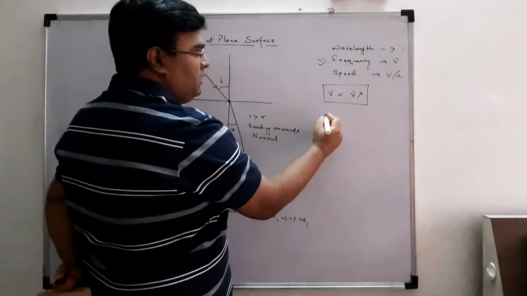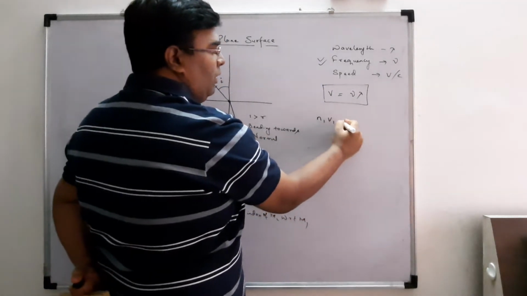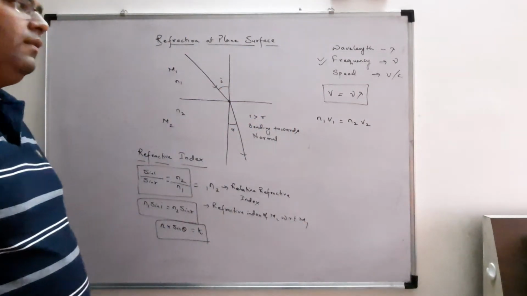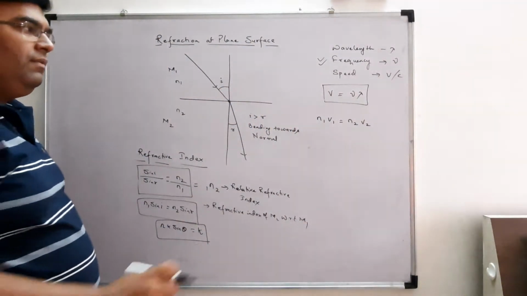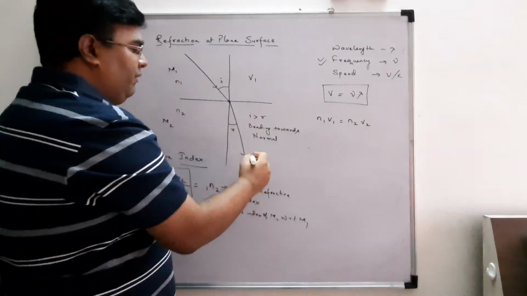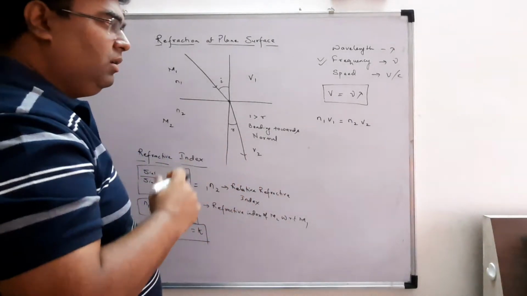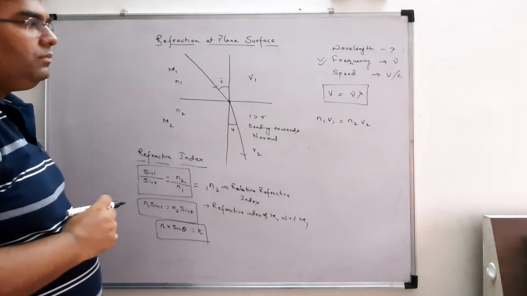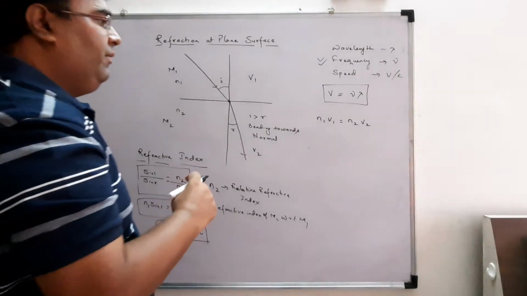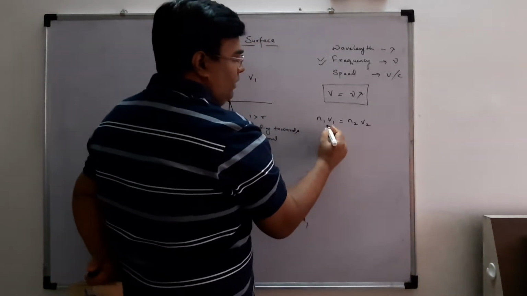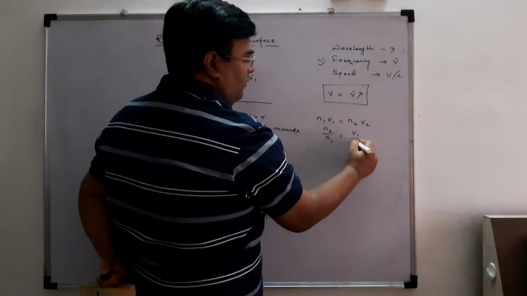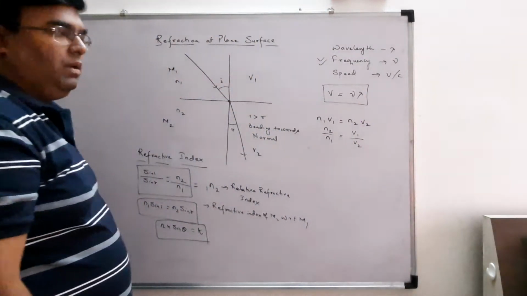You write Snell's law as n1 v1 is equal to n2 v2, right? What are v1 and v2? v1 is the speed of light in medium 1 and v2 is the speed of light in medium 2. Now let us see what v1 by v2 is here. If you compare this, n2 by n1 is equal to v1 by v2.